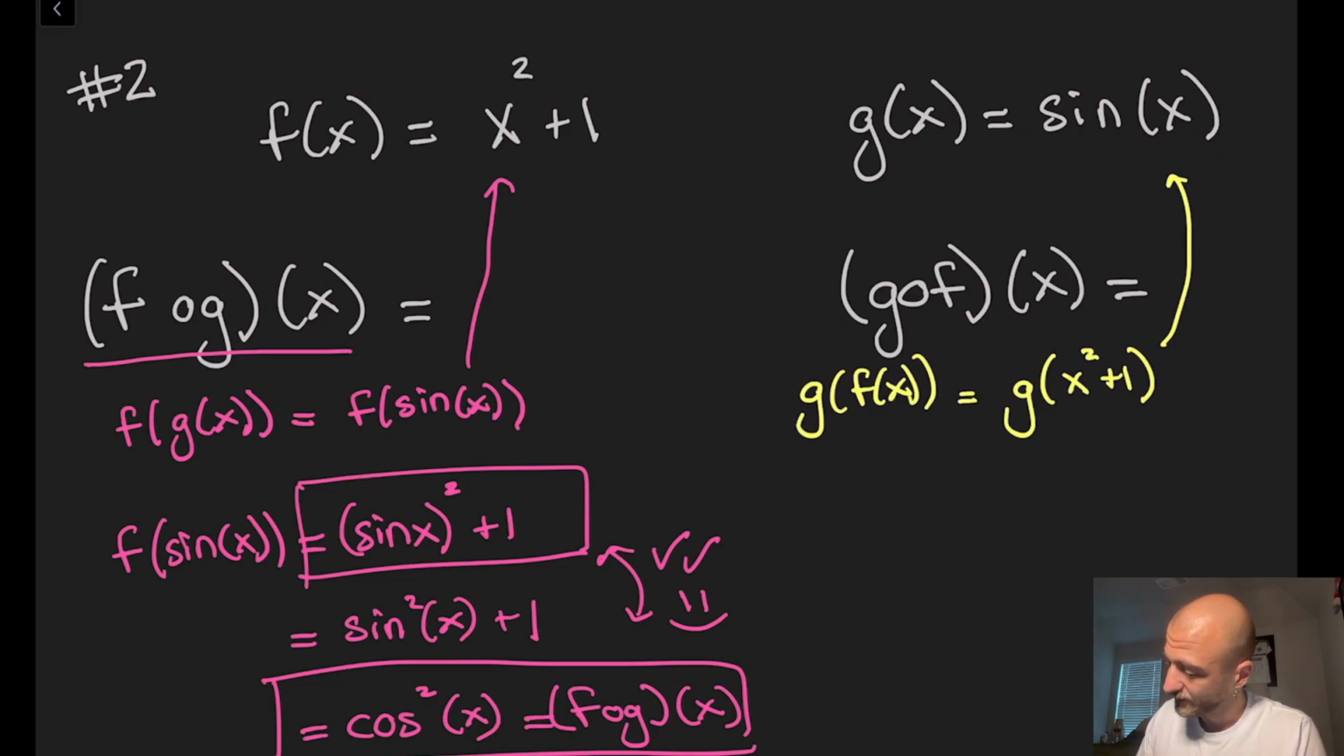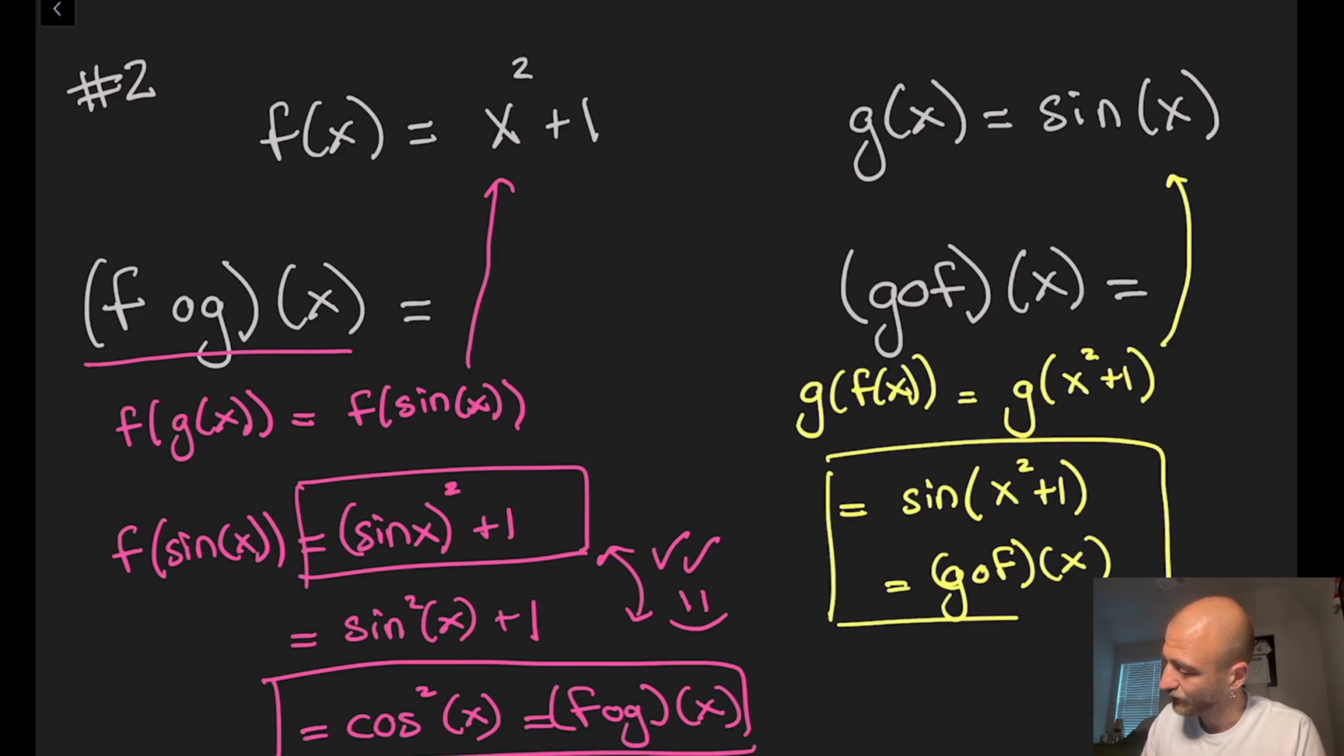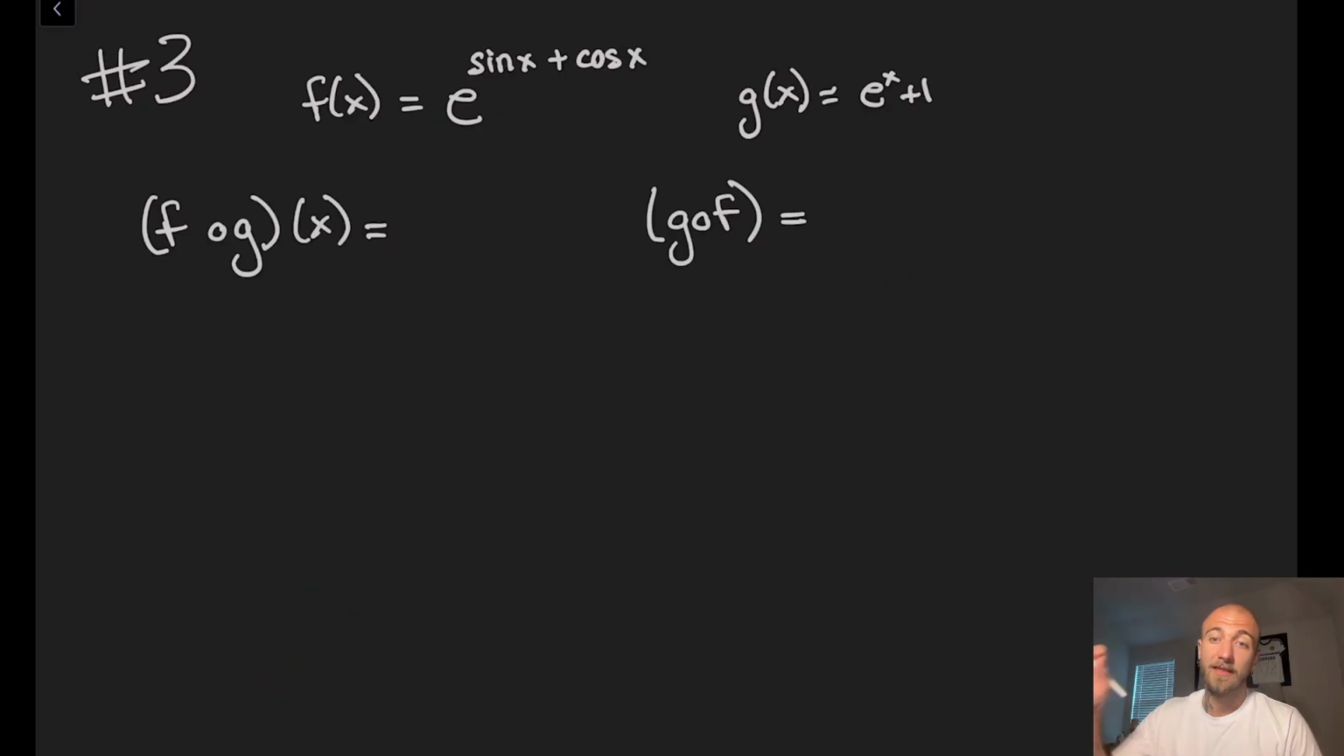So for that, I get the sine of x squared plus 1, and that is going to be equal to my g of f of x. And for this one, no further simplification is really necessary, so we can just leave it like this. And there's your composite function. That's it. All right, last example.